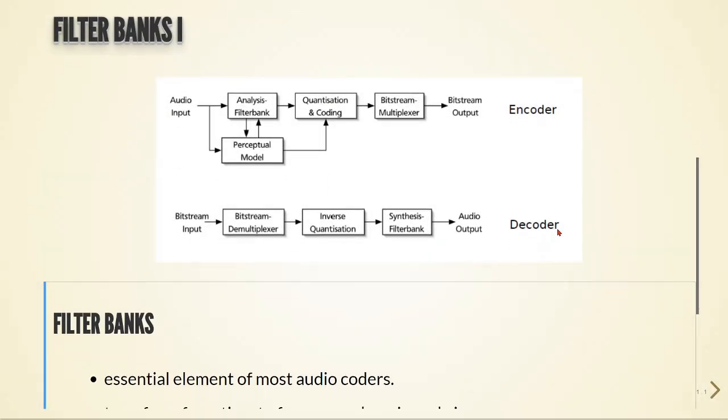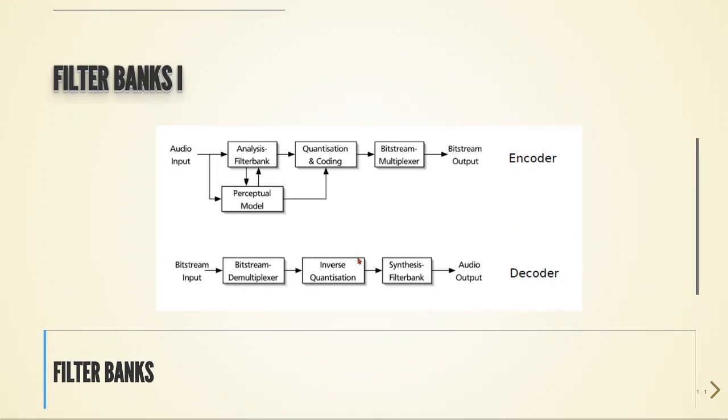Filter banks are an essential element of most audio coders. So here we have a block diagram of an encoder and a decoder, and we see that we have our audio input, then we have our analysis filter bank, a perceptual model, quantization encoding, multiplexer, and then our bitstream output. On the decoder, we have our bitstream input, then we have our bitstream demultiplexer, inverse quantization, and synthesis filter bank, and then our audio output.